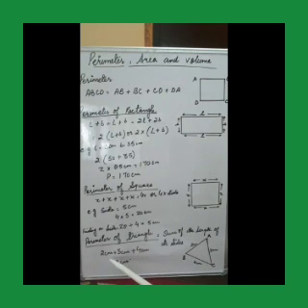So one side of the triangle is 2 centimeters, another side is 3 centimeters, and the third side is 4 centimeters. When we combine all the 3 sides, it makes 9 centimeters. Therefore, the perimeter is 9 centimeters.